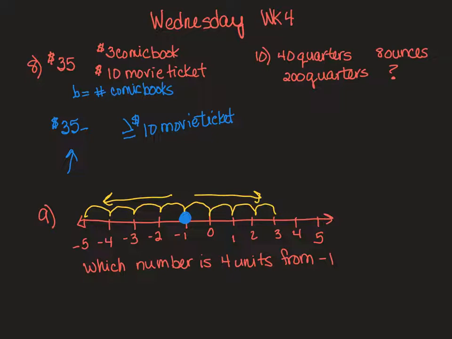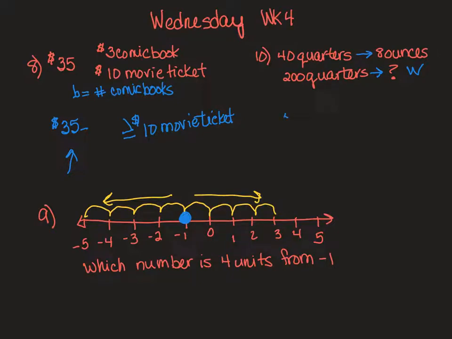Number 10 is a proportion problem. They're saying they have 40 quarters, and they weigh 8 ounces. Okay, so this weighs 8 ounces. That's equal to that. Well, if I have 200 quarters, how many ounces will that be? And we're going to make that W because that's what they make it in the problem. So this can go either way. Remember that I want to line up the labels.